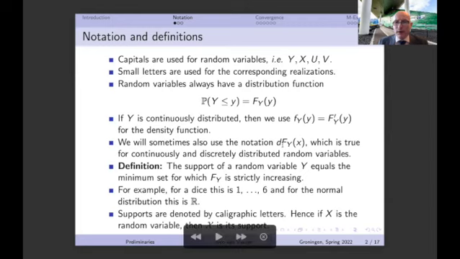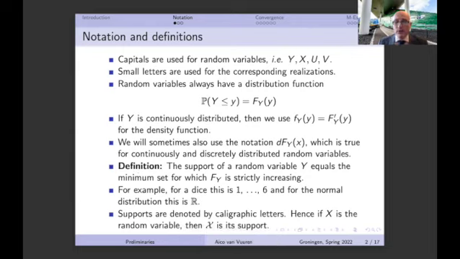Well, this dF_Y actually is going to be a probability at the moment that we have a discretely distributed random variable. And it's going to be the density at the moment that we have a continuously distributed random variable. Then in addition to that, I'm going to introduce some definitions.